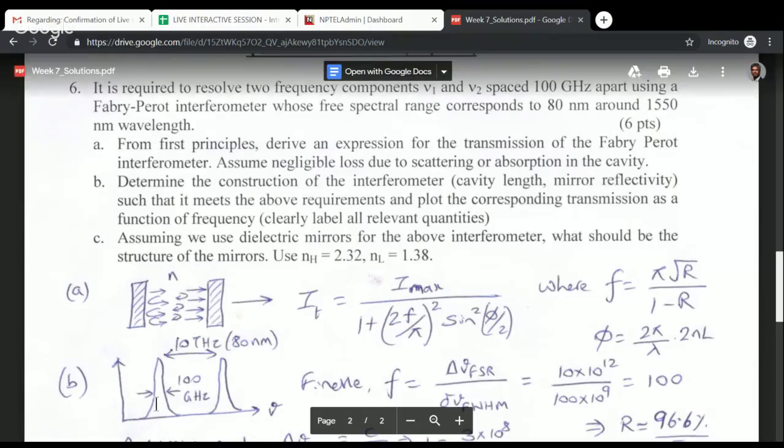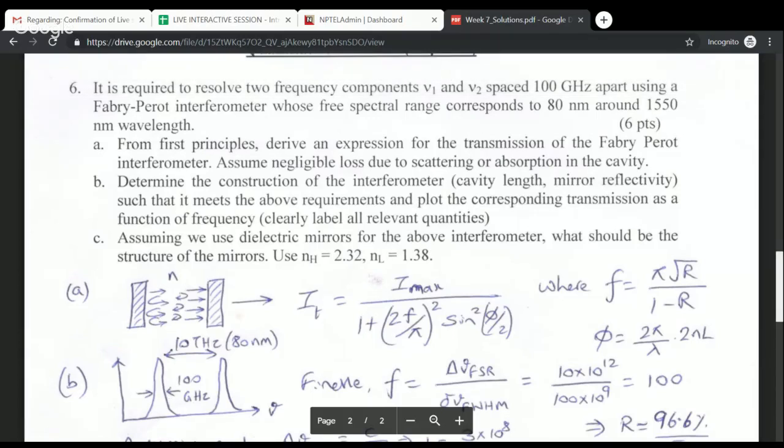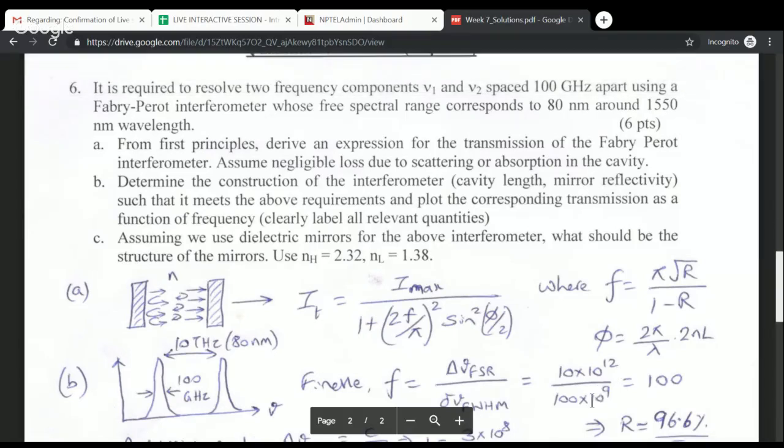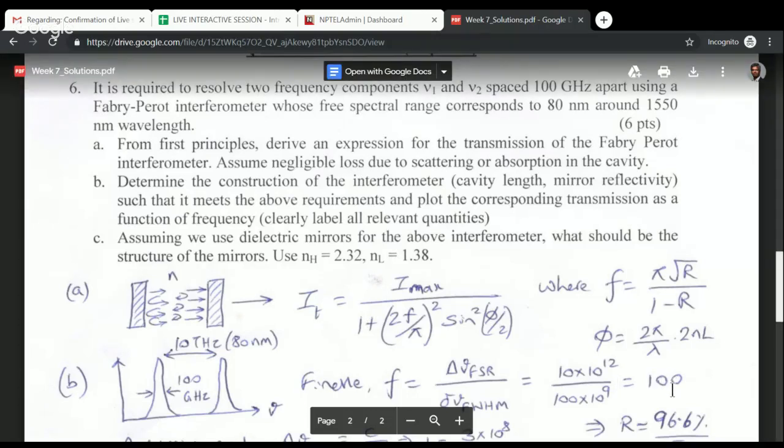And if you say that the maximum FWHM can be up to 100 gigahertz, then we can define finesse. Finesse is defined as the free spectral range divided by the FWHM width. Okay, so in this case, FSR corresponds to 10 terahertz and FWHM corresponds to 100 gigahertz. So we are talking about a finesse of 100.